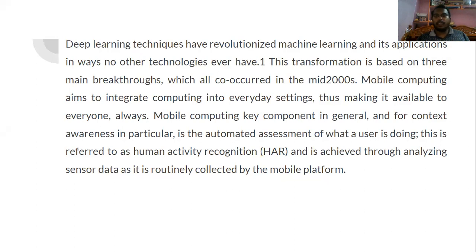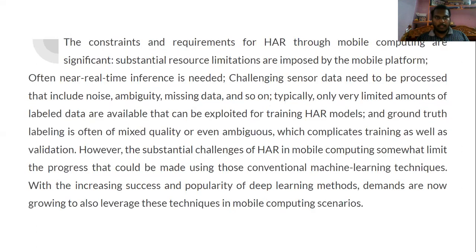A key component of mobile computing in general, and of context awareness in particular, is the automated assessment of what a user is doing. This is referred to as human activity recognition, HAR, and is achieved through analyzing sensor data as it is routinely collected by the mobile platform.